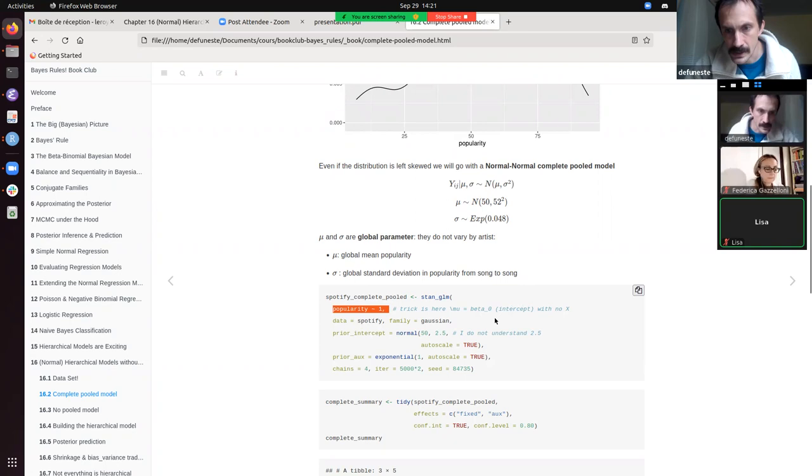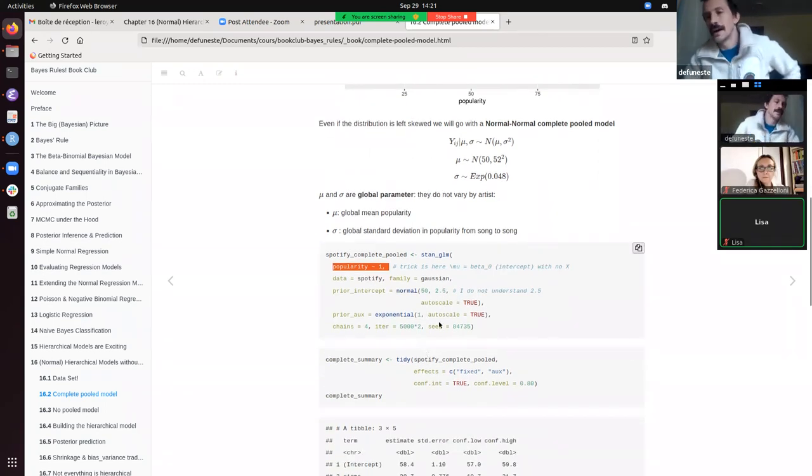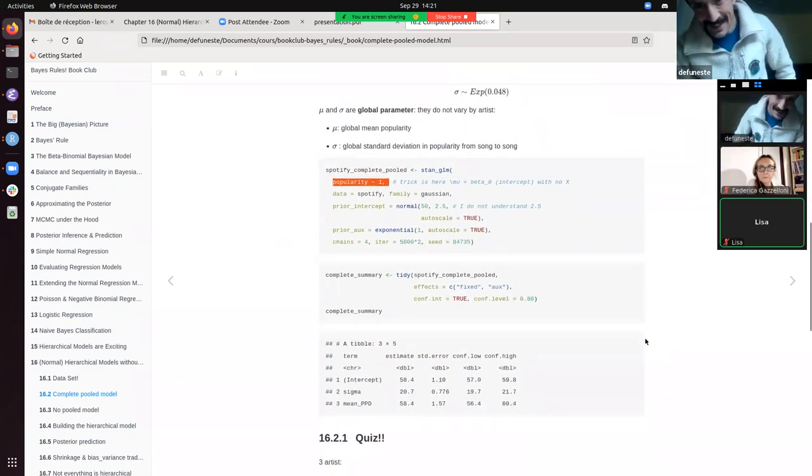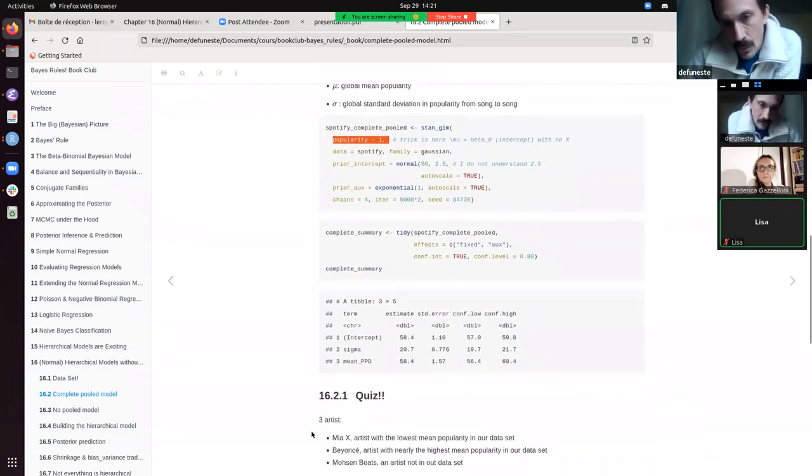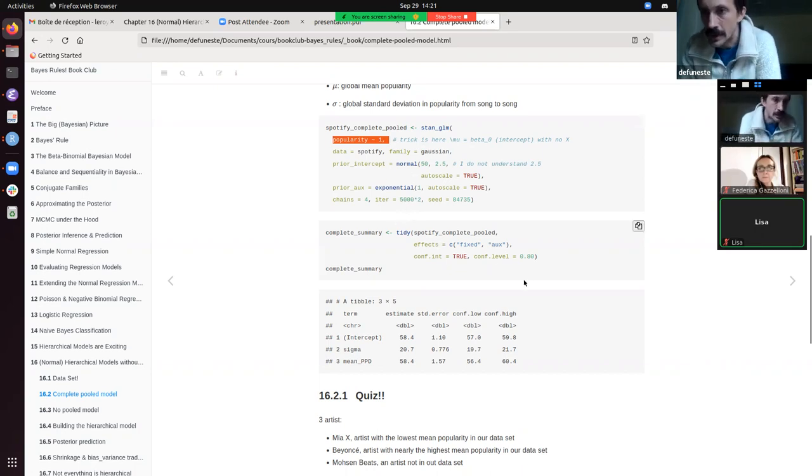Look, I don't understand why now we are putting 2.5. I guess it's because it auto-scales. I don't know. In the model it's 52, and here it's 2.5. I'm lost, but I can live with that. Then we use a quick... I don't think we need to check the model. This is very basic stuff. The author didn't do it and I didn't check the trace, the fuzzy caterpillar plot, et cetera, et cetera. I think we are good.